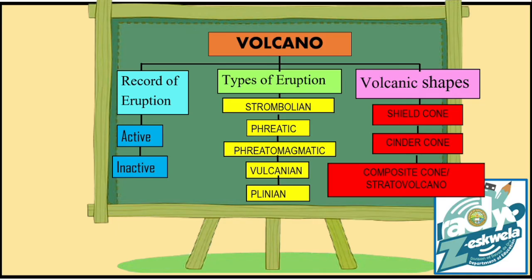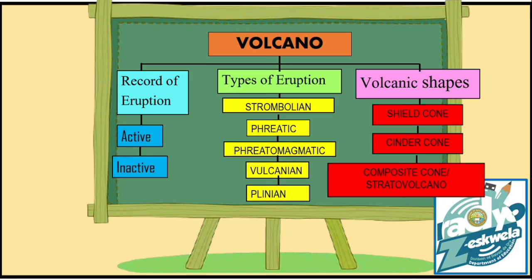Fourth type of volcanic style of eruption is Volcanian eruption. Volcanian eruption happens when a dense cloud of ash-laden gas explodes from the crater and rises high above the peak. And lastly, we have Plinian. Plinian eruption has the most dangerous type of explosive eruption.